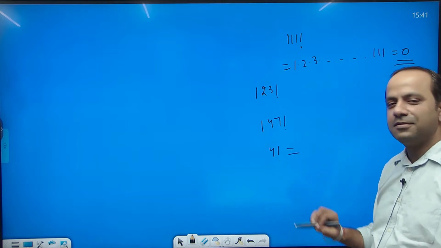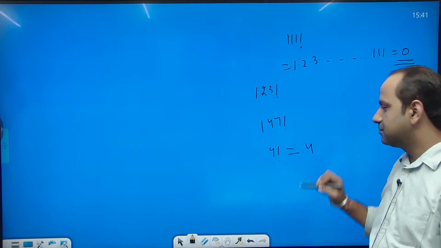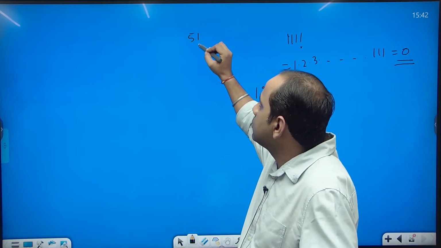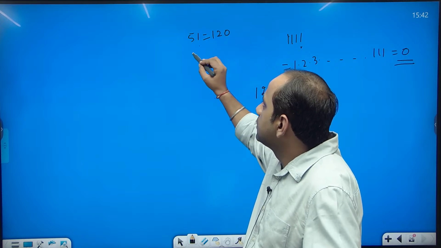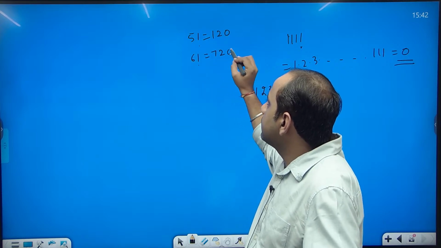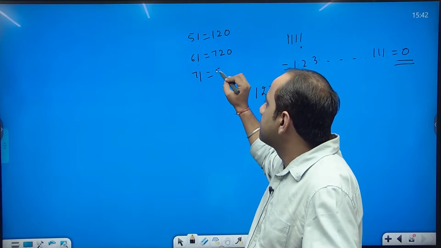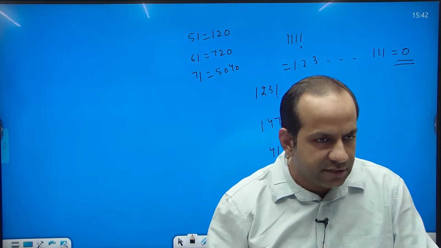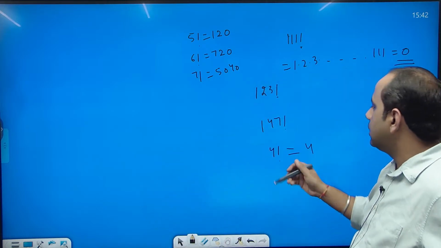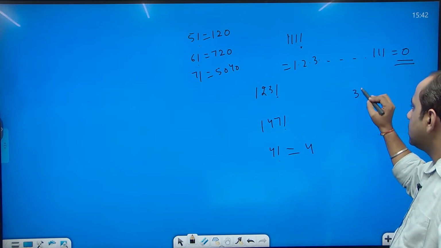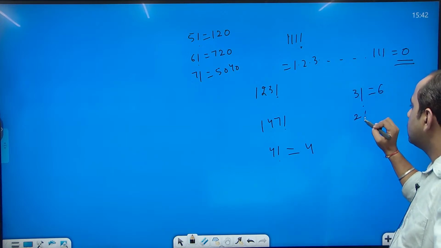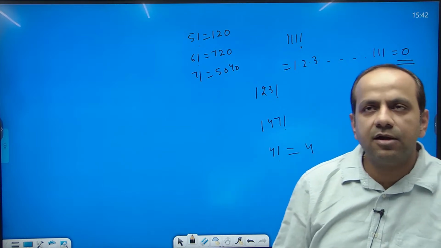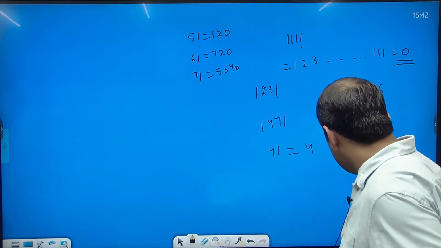What will be the unit digit of 4 factorial? 4. Okay. So any factorial after 4. See, 5 factorial is 120, 6 factorial is 720, 7 factorial is 5040. So any factorial from 5 onward will give the unit digit as 0, but before 5 it can be any value. 4 factorial is 24, so the unit digit is 4. 3 factorial is 6, 2 factorial is 2, 1 factorial is 1, and so on. Any doubt in this? Okay.